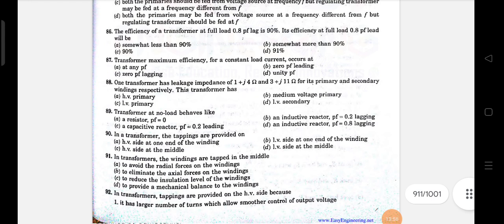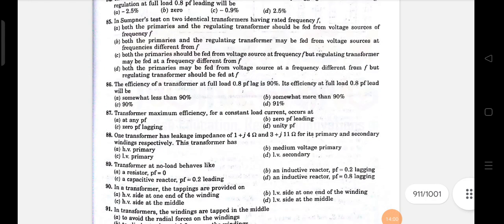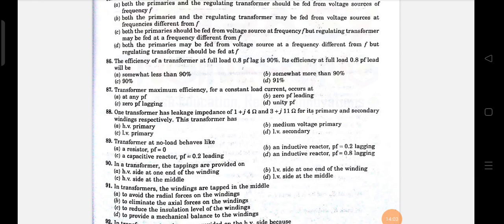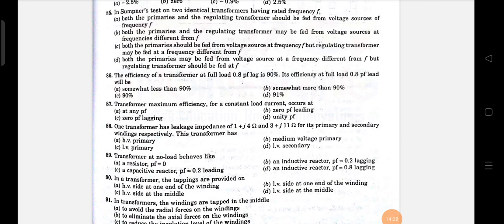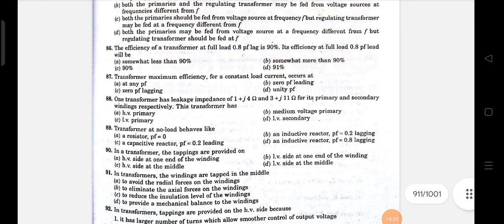Now see here, from this question what is given? Primary side impedance is low, which means current is high. When current is high, the primary side is low voltage. Indirectly, the secondary side will be high voltage. Now from the given options, HV primary is not correct. Medium voltage primary is not correct, that is not under consideration. Third option, LV primary, right? Primary side low impedance, high current, low voltage. That means for the 88th question, the third option is correct.